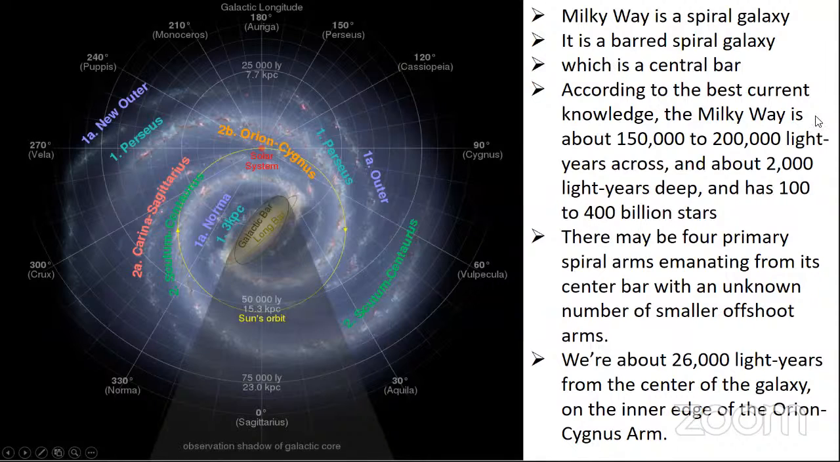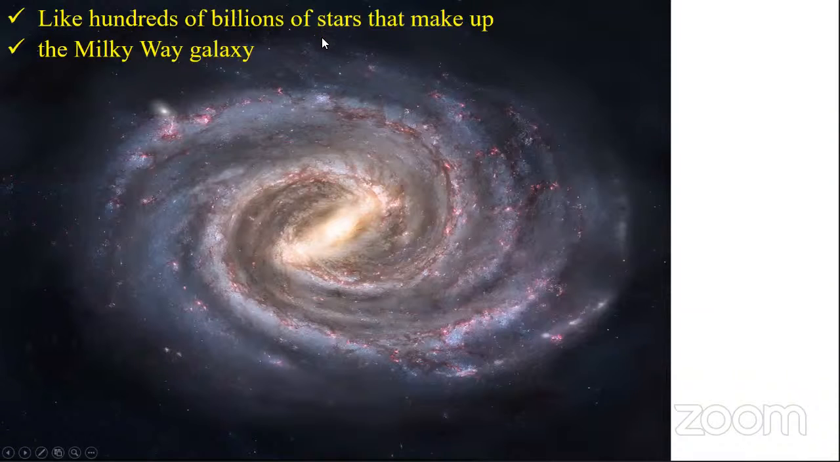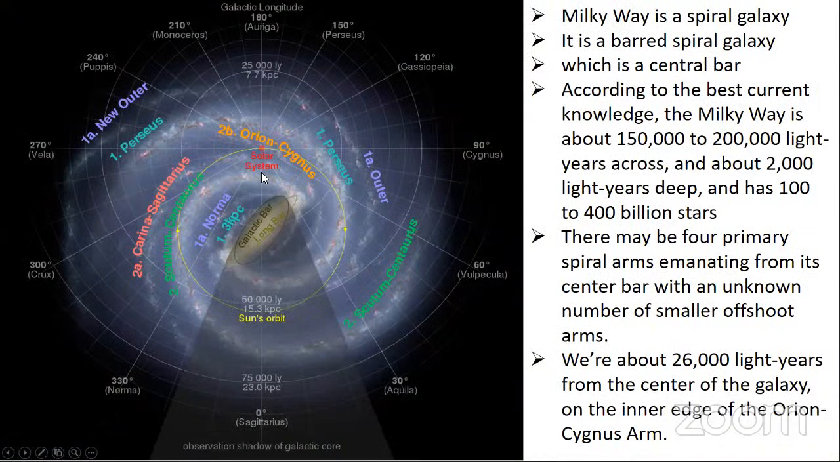According to the best current knowledge, whatever we have so far, the Milky Way is almost 150 to 200,000 light years across in diameter. A light year is nothing but how far electromagnetic radiation will travel in 1 year. It is about 2000 light years deep, and has about 100 to 400 billion stars. Here we mention hundreds of billions, about 100 to 400 billion stars it is composed of.